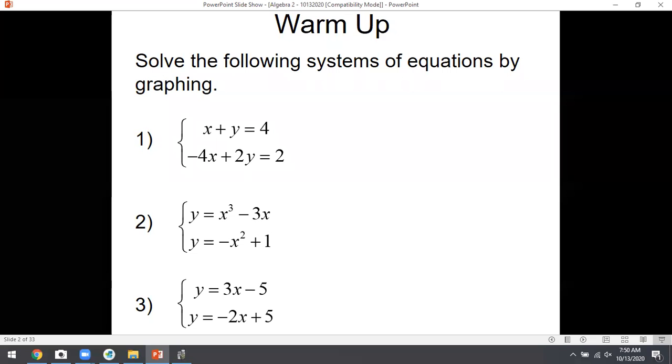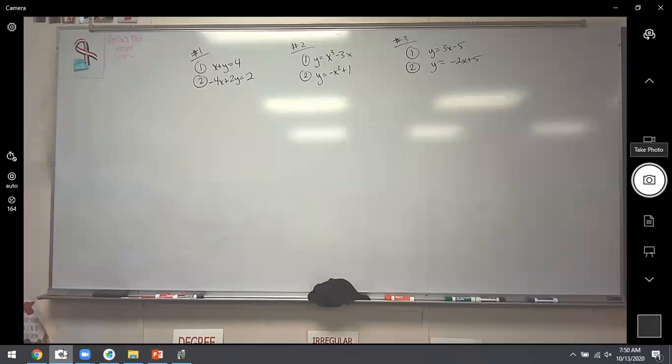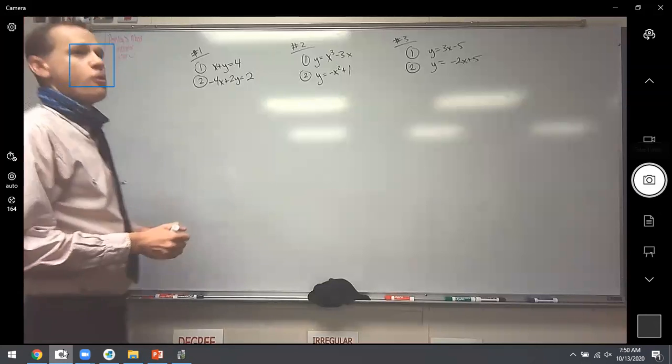Right. So in today's warm up, we have three problems, I guess, to do. I shouldn't say three equations. Number one today, we have x plus y equals 4 and negative 4x plus 2y equals 2. So neither one of these is ready to go. So your first job will be to get them in the right format.